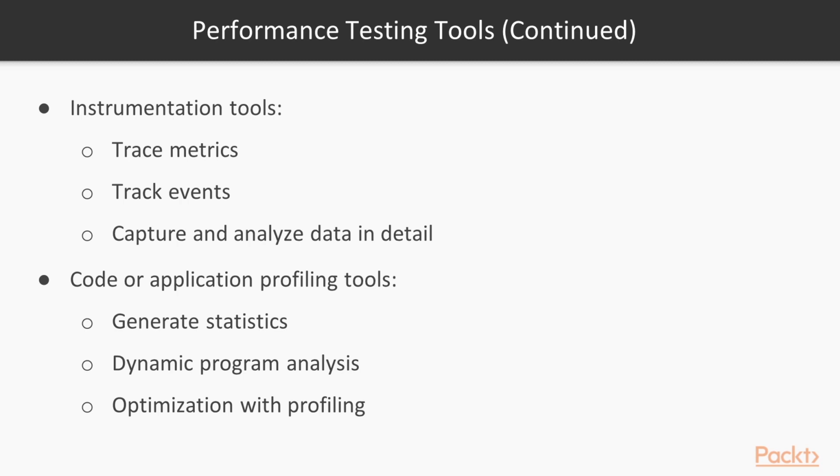Often, external instrumentation tools are used in modern web application programming systems to capture and analyze such data in detail. And finally, code or application profiling tools. These tools generate statistics about functions, the frequency and duration of calls, and the time spent on each function call. This is a kind of dynamic program analysis. It allows the programmer to find critical sections of code where the most time is spent, allowing him or her to optimize those sections. Optimization without profiling is not advised, as the programmer may end up optimizing the wrong code, thereby not surfacing the intended benefits to the application.